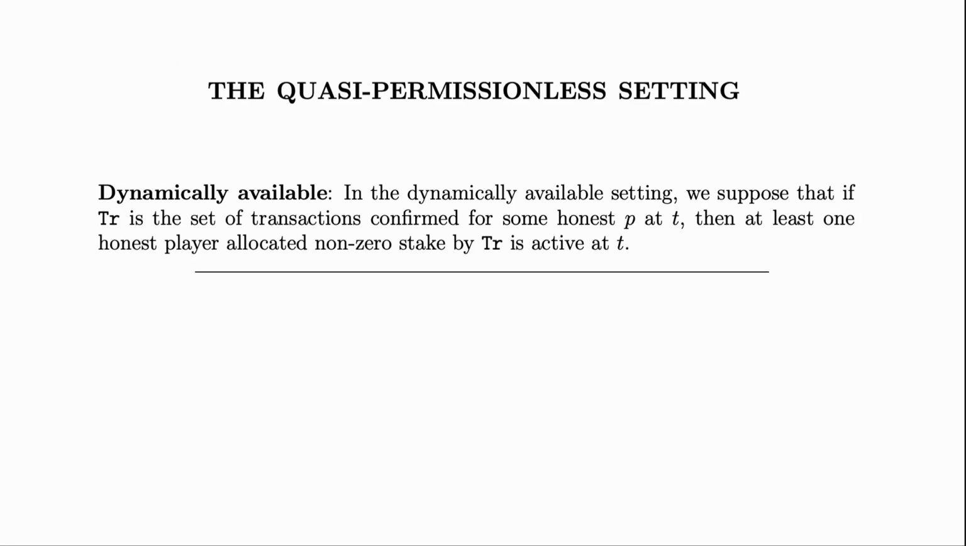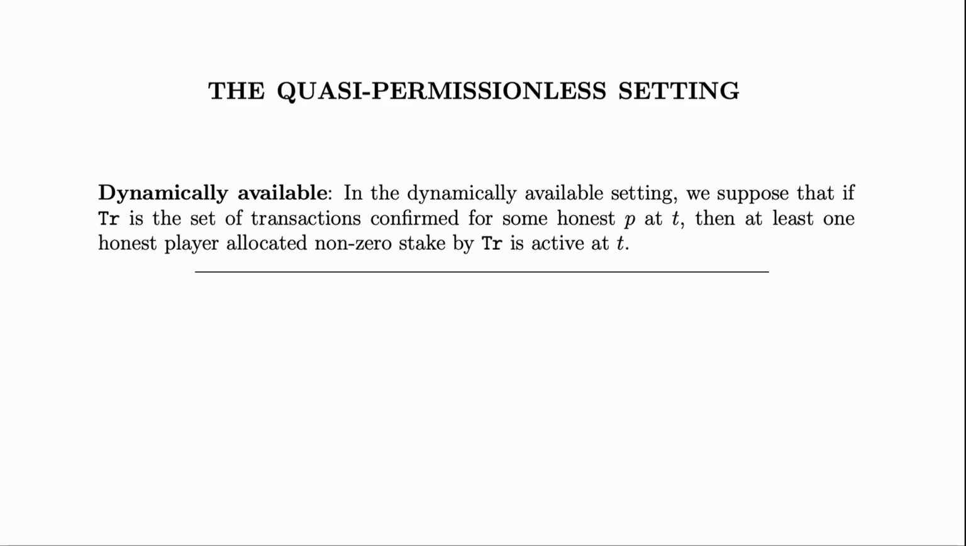So in the dynamically available setting, we suppose that if TR is the set of transactions confirmed for some honest player P at time T, then at least one honest player allocated non-zero stake by that set of transactions is active at that time slot. Okay, so basically if you look at the set of confirmed transactions, look at who's owned a stake according to that set of confirmed transactions, then at least one of those players who's honest must be active and sort of carrying out the protocol. Okay, so that's the dynamically available setting.